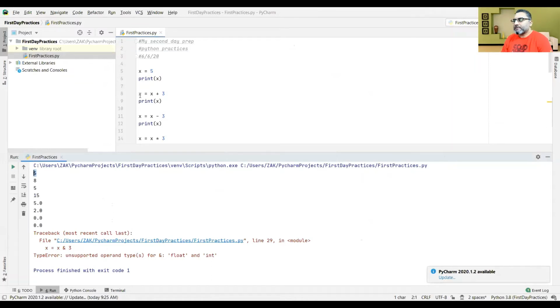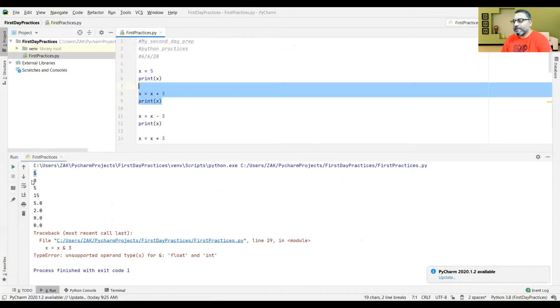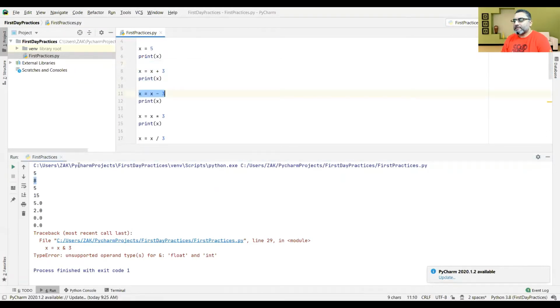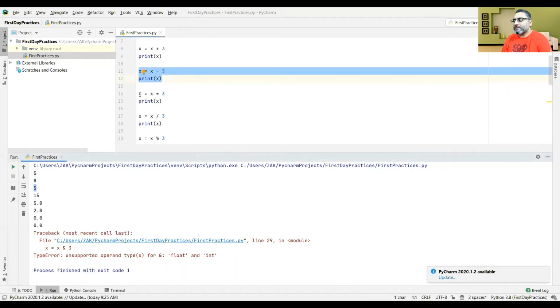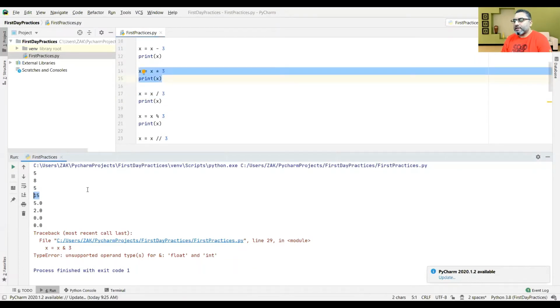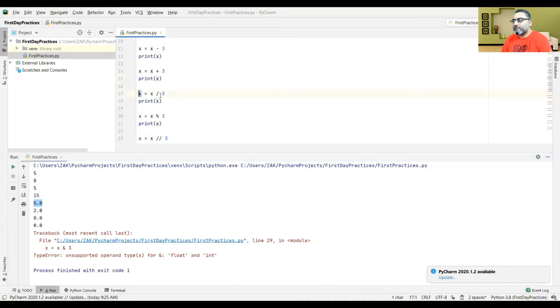x is equal to x plus 3, we did that. This is now 8. x is equal to x minus 3, 8 minus 3, it's 5 again. x is equal to x multiply 3, it is 15. x, 15 divided by 3, it has become 5 again, but pay attention to the result. Since it was division, the result is in float form.